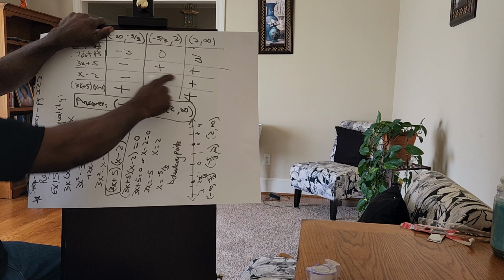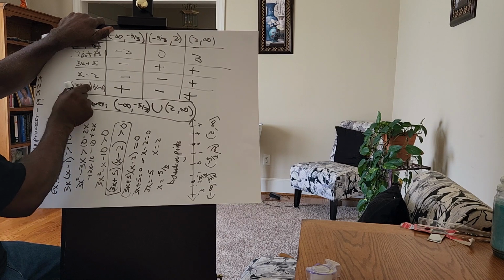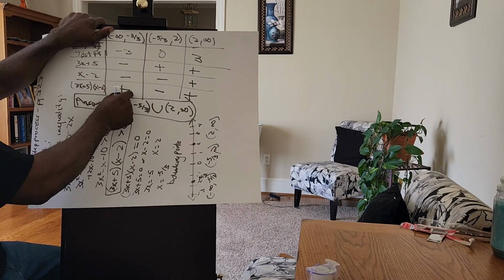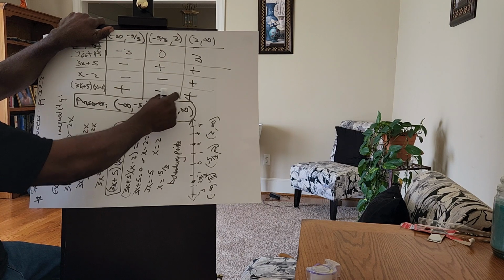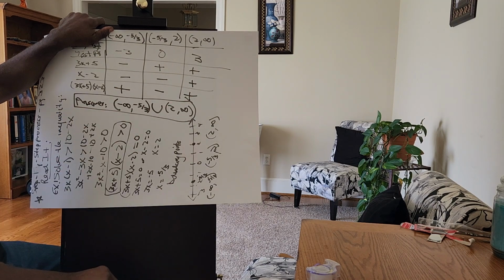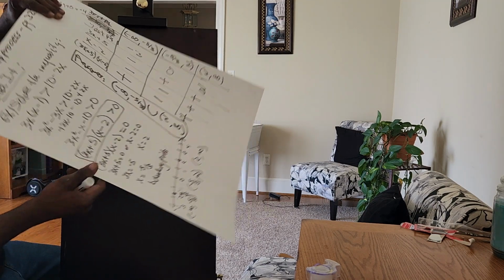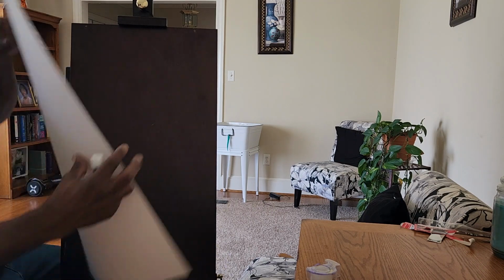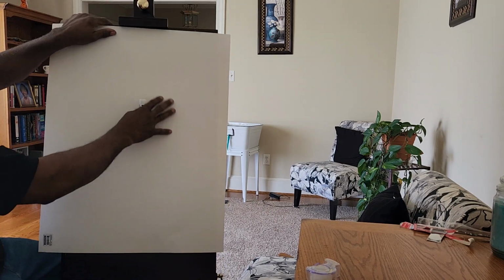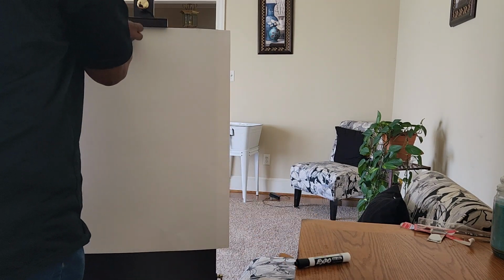Then I check the second factor, and then I do the product, because I have the product of the two factors. So a negative times a negative makes a positive. Positive times a negative makes a negative. Positive times a positive makes a positive. That's how I solve these polynomial inequalities. That's how we're going to solve these polynomial inequalities.